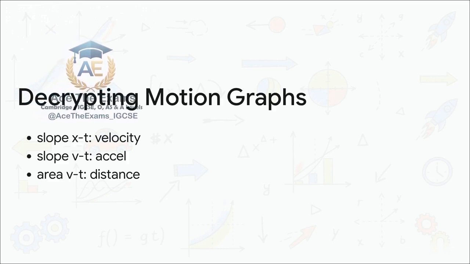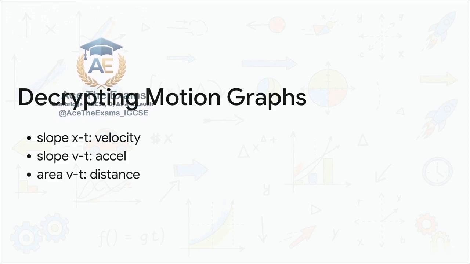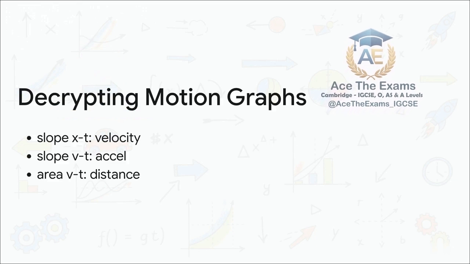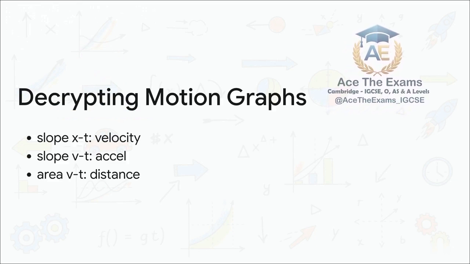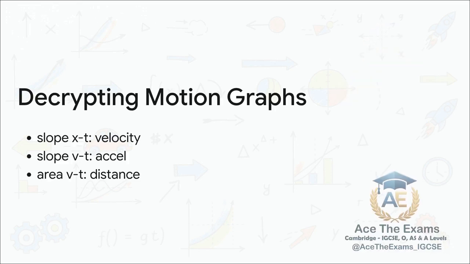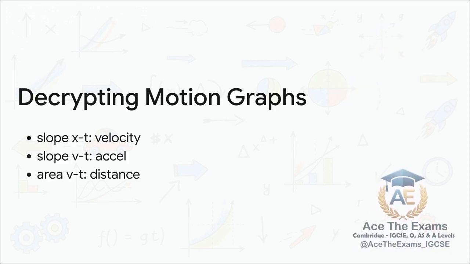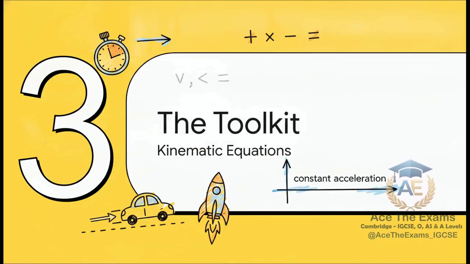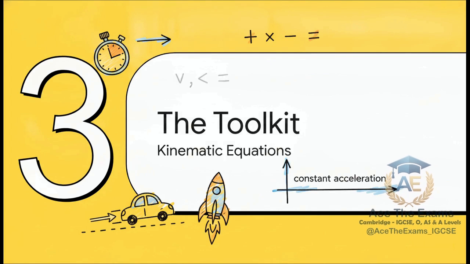Now, if you look at a velocity-time graph, the gradient of that line reveals the acceleration. And here is the really beautiful part. If you calculate the area trapped underneath that velocity-time graph, maybe by adding up the triangles and rectangles under the line, that area gives you the object's total displacement. It's like a giant puzzle where all the pieces fit together flawlessly. Next up is section 3, the toolkit, where we introduce the kinematic equations.